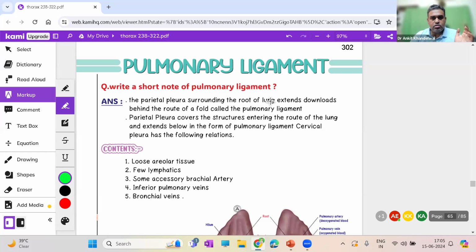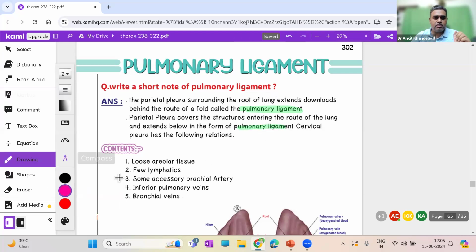The parietal pleura surrounding the root of the lung extends downwards behind the root as a fold. That fold is known as the pulmonary ligament. You will understand by the image, don't worry. Parietal pleura covers the structures entering the root of the lung and extends below it. It's an extension of the parietal pleura at the root of the lung. Suppose the root of the lung is like this. The parietal and visceral pleura are continuous like this, and there is some prolongation below. This is known as the pulmonary ligament.